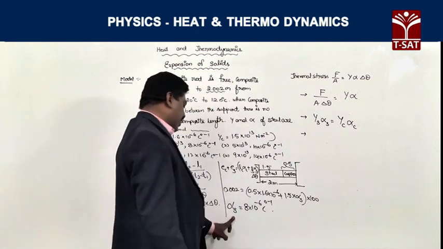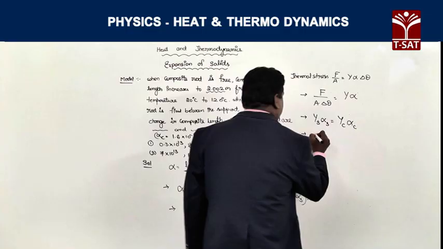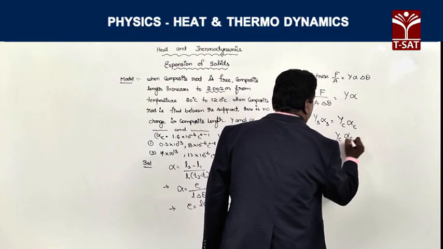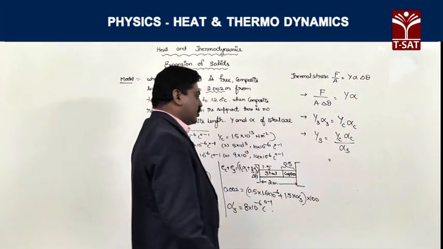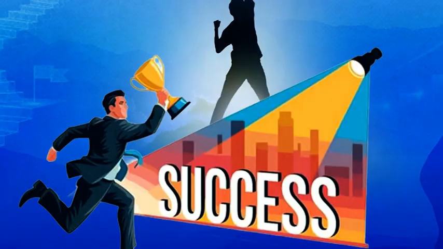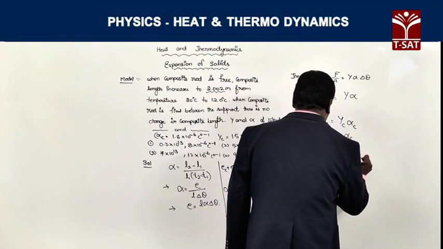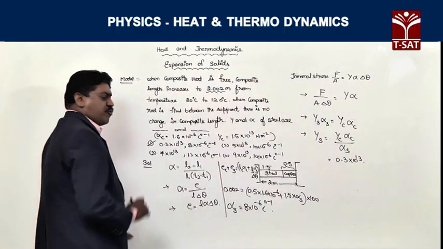As I know alpha steel, alpha copper and Y copper, I can find Y steel. Y steel equals Yc into alpha C by alpha S. On substituting the values in the given formula, we can obtain the Y steel value as 0.3 into 10 to the power of 13 Newton per meter square. Therefore, our first option is correct.